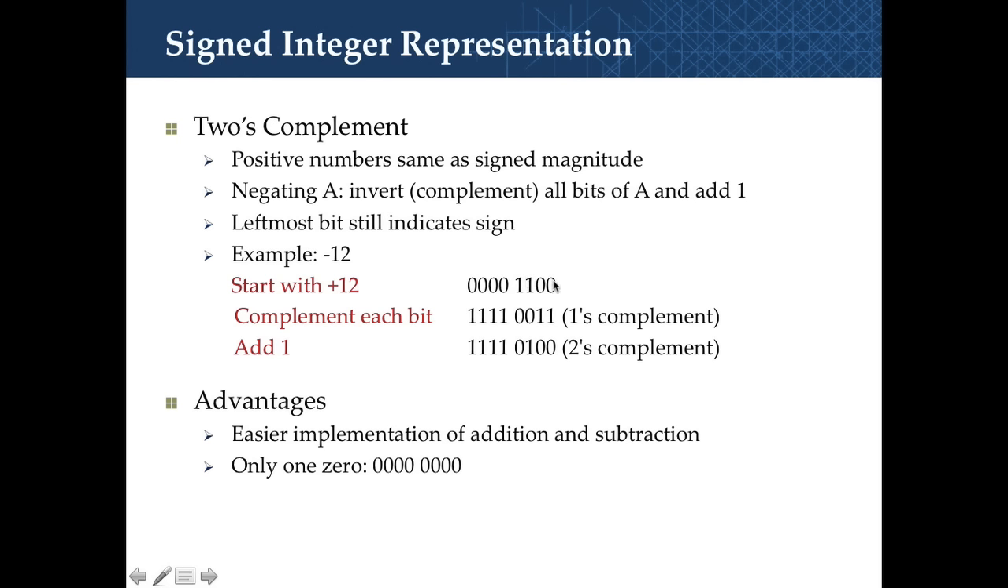So we start with our 12 again. We complement each bit as with our ones complement, and then we add a 1. Well, a 1 plus a 1 is a 0, carry a 1. A 1 and a 1 is a 0, carry a 1. There's the 1, 0, and the rest of these stay the same. So that's the twos complement.